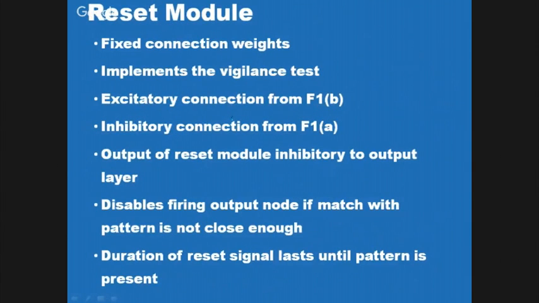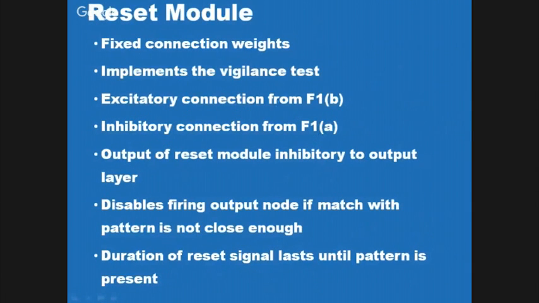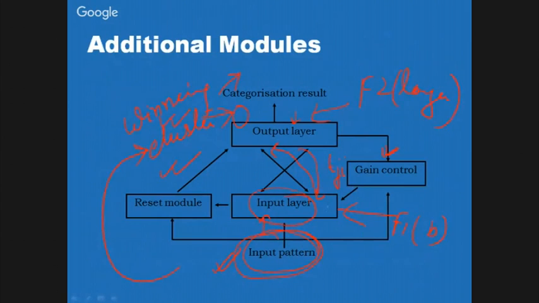So this is about the reset module. Here I have given that the reset module is there. One is your reset, another is your gain control. I have told you there are two points we should take out, one is your vigilance test, another is your reset test, right? The reset module has fixed connection weights. They implement the vigilance test, with an excitatory connection from F1B and an inhibitory connection from F1A. That means from F1B it will be plus, and the inhibitory connection from F1A means here it will be minus.